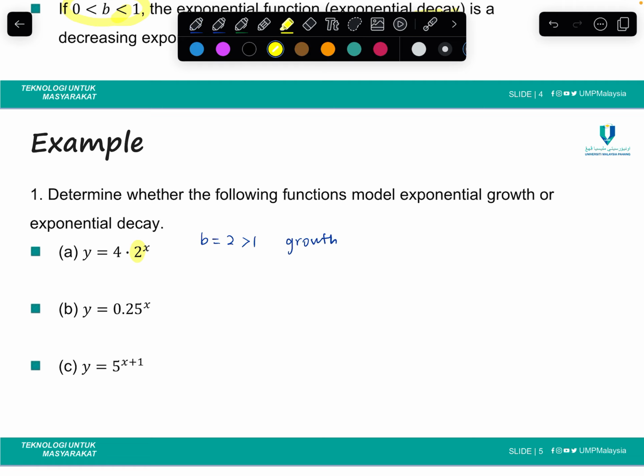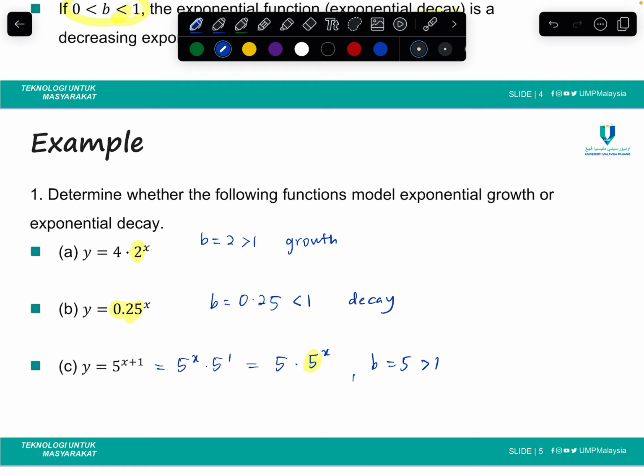For b, the value of b here, the growth factor, is 0.25, and this value is less than 1, so here we have exponential decay. C, we have 5 to the power of x times 1. It can be rewritten as 5 to the x times 5 to the 1. Means that the equation is like this, 5 times 5 power of x. So the value of b equals 5, which is greater than 1. So we have exponential growth.